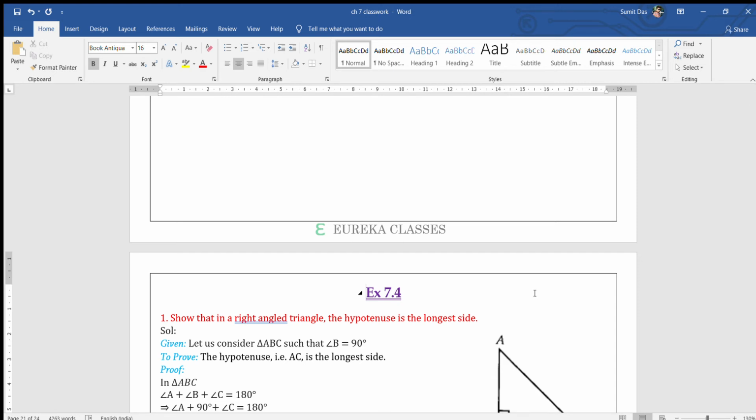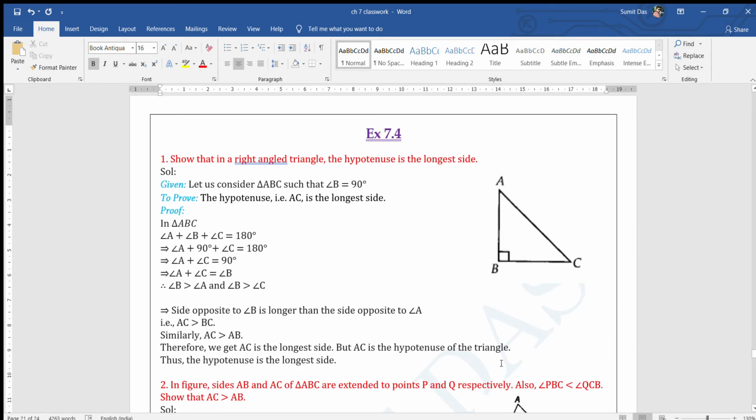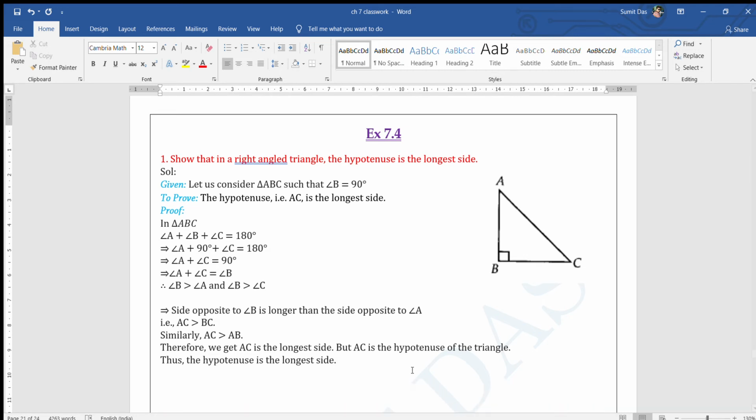The first exercise question is saying, show that in a right angle triangle, the hypotenuse is the longest side. We all know that in a right angle triangle, the hypotenuse is the longest, because by Pythagoras theorem, we know that hypotenuse square is equal to the sum of the other two sides square. So we have to prove that the hypotenuse is the longest.